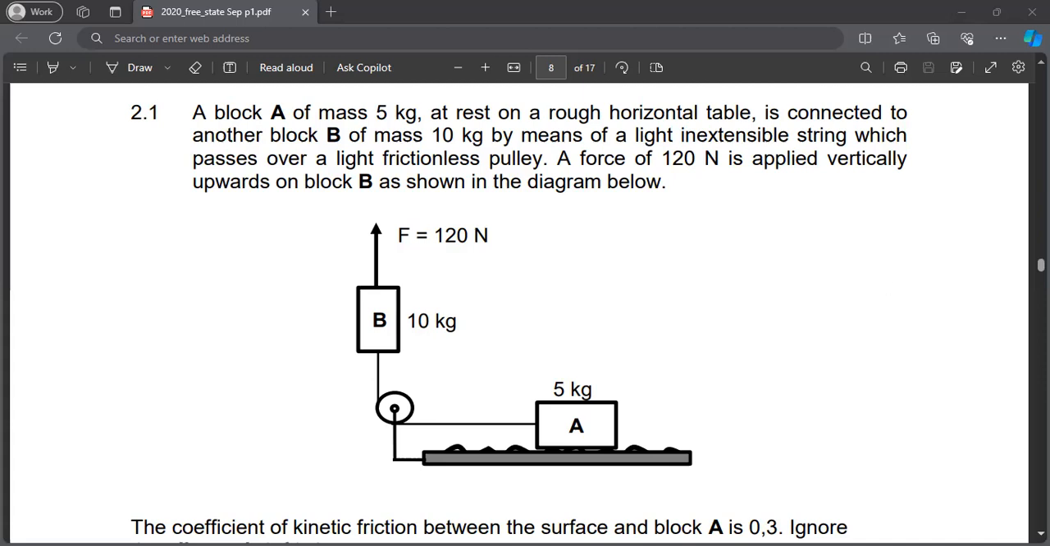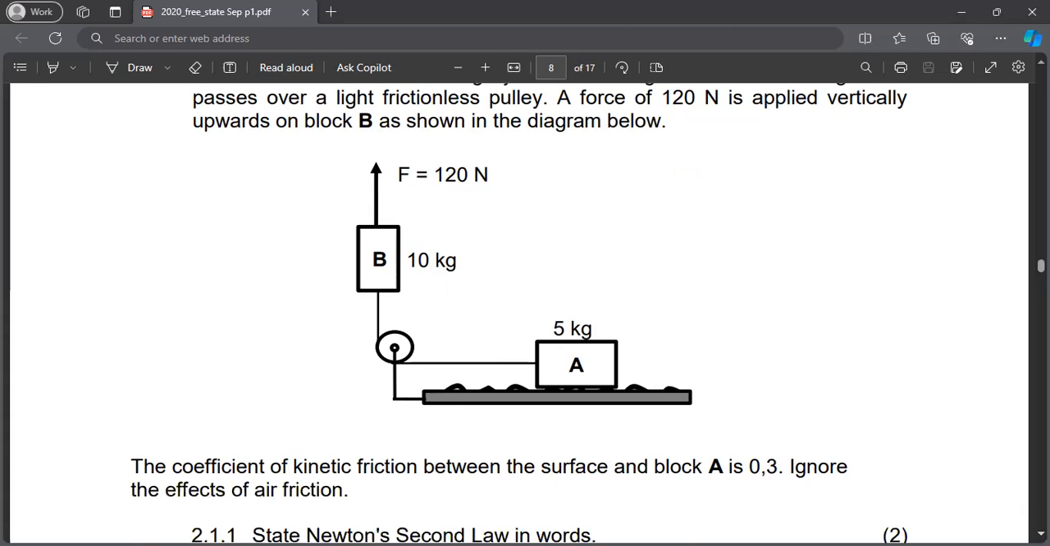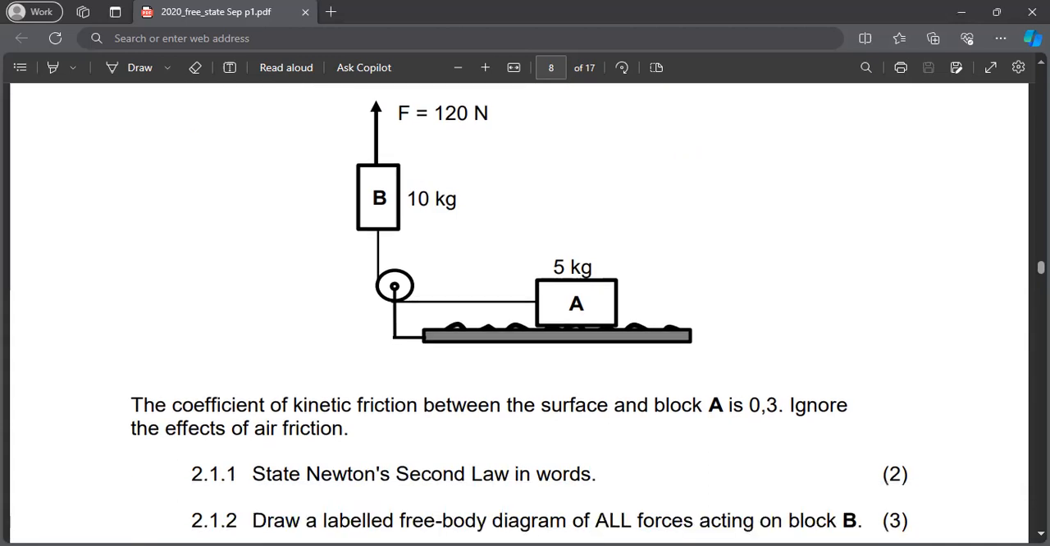The coefficient of kinetic friction between the surface and the block A is 0.3. Ignore the effects of air friction. And the first question, I trust you can take care of it.